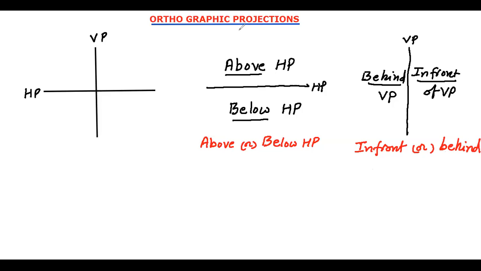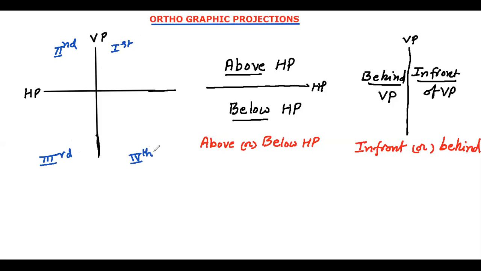Okay, dosto. Now using the same concept, I am going to define the position of quadrants. See here. The space is divided into four quadrants. I hope all of you know that. So what is this quadrant? This is the first quadrant. This is the second quadrant. And all of you know this is the third quadrant, and this is the fourth quadrant.